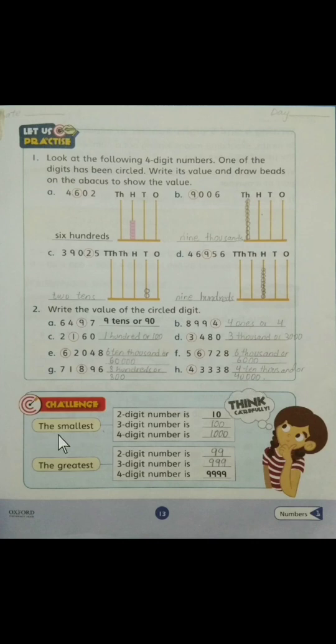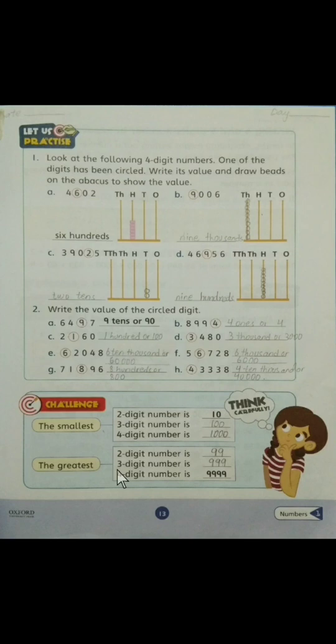Now class, here we have a warm-up small activity. What we have to do in this exercise, we have to write the smallest 2-digit number. Now quickly tell me, which is the smallest 2-digit number? Yes, you are right, 10. 10 is the smallest 2-digit number. Which is the smallest 3-digit number? 100. 100 is the smallest 3-digit number. And what is the smallest 4-digit number? Yes, you are right, 1000. 1000 is the smallest 4-digit number.